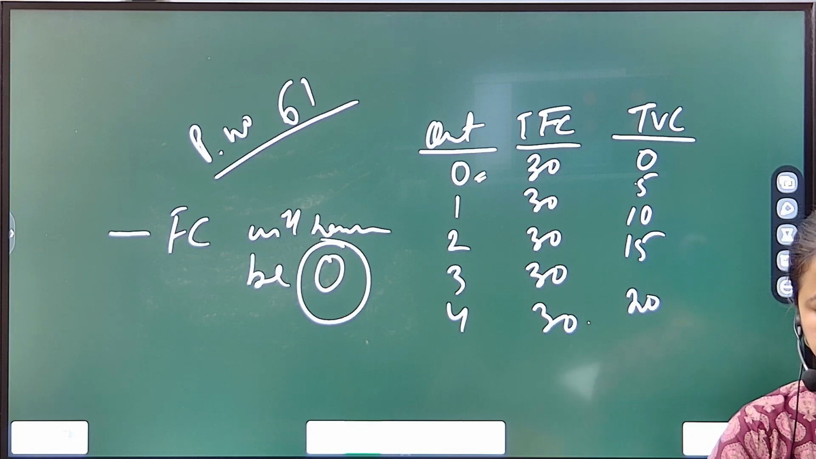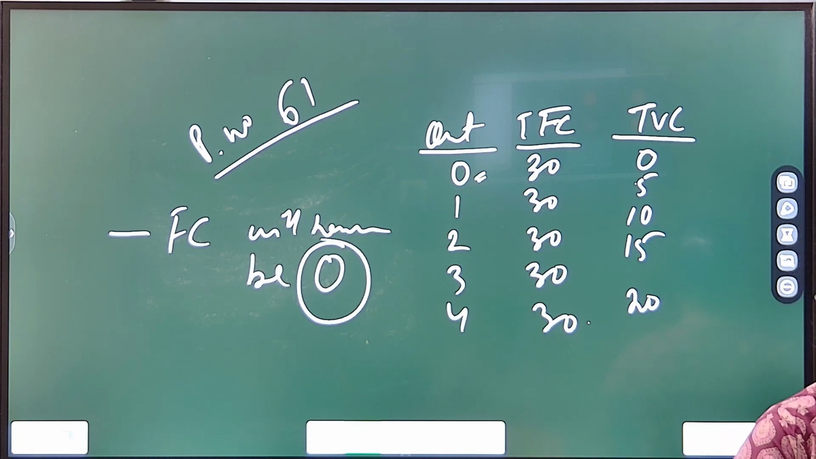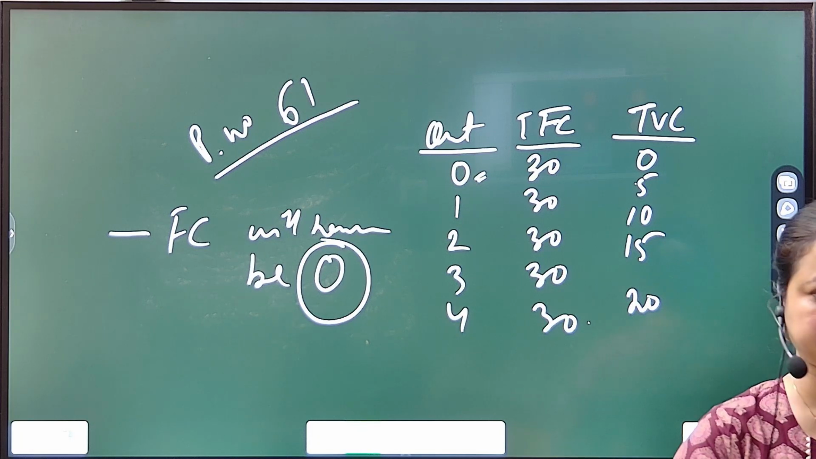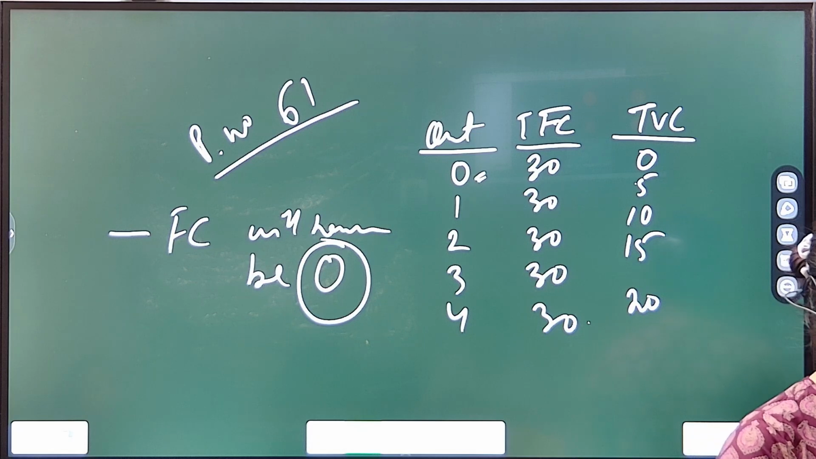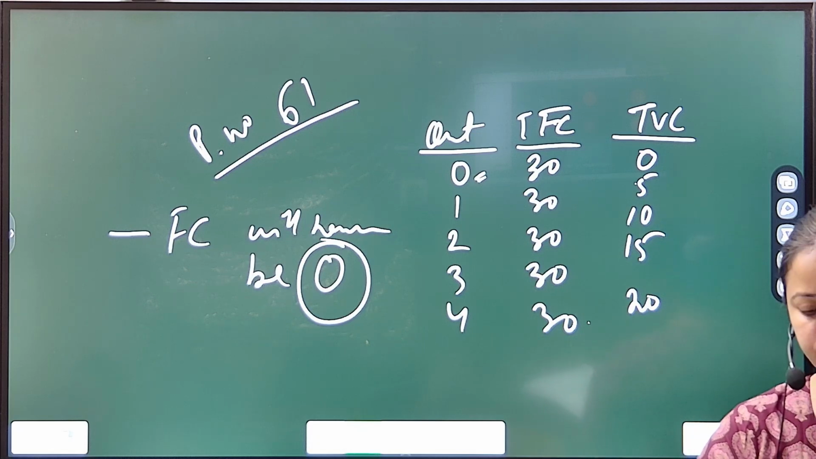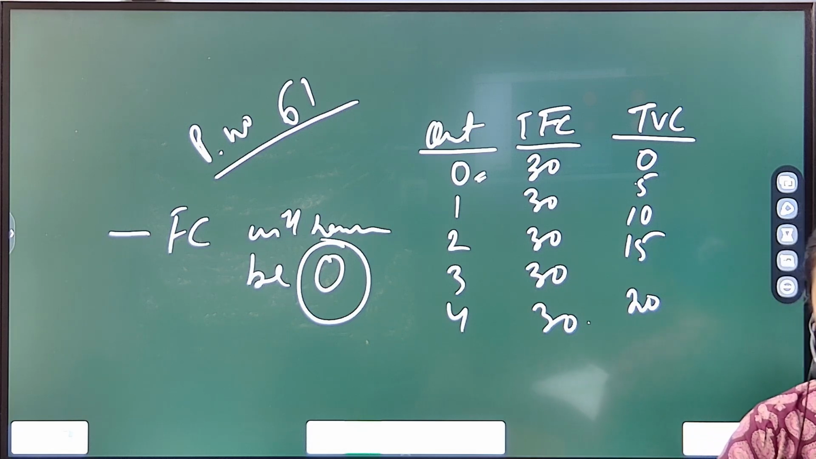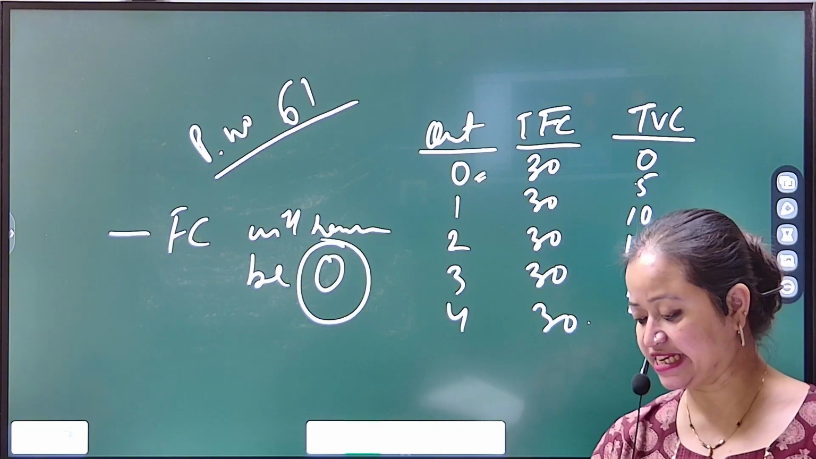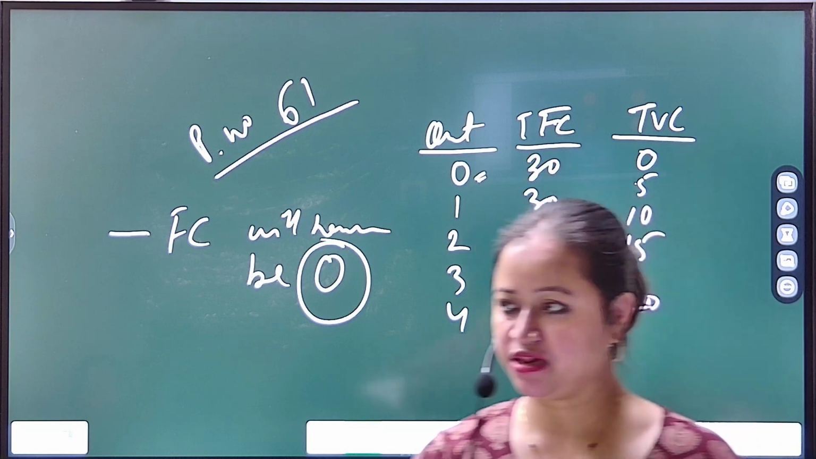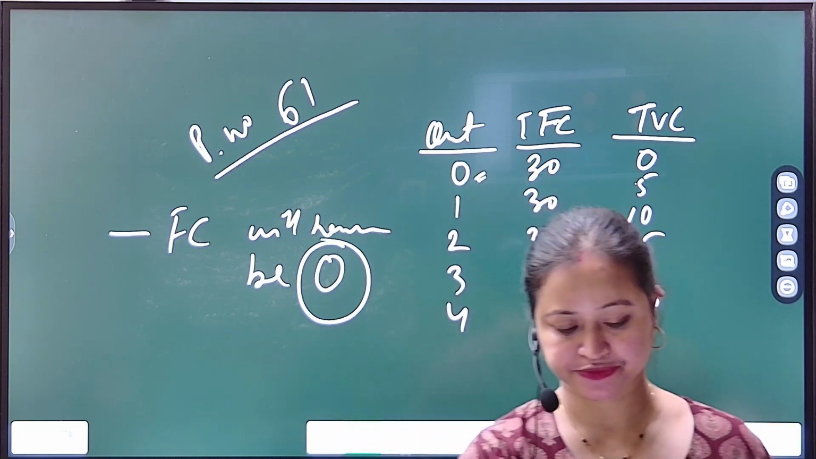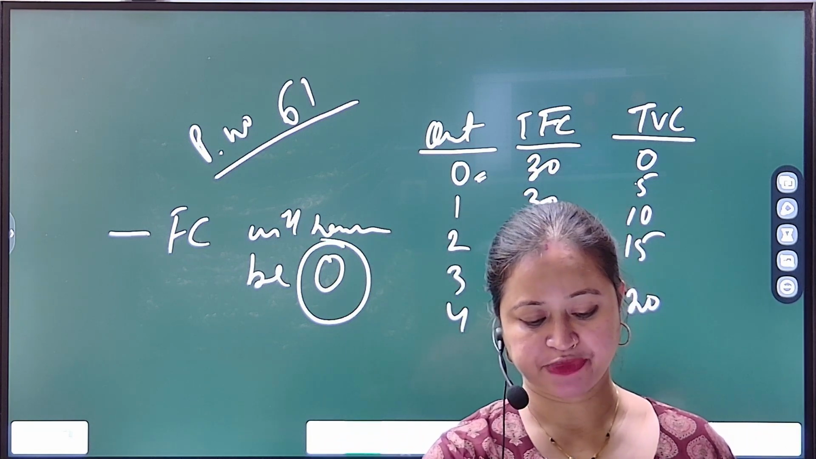Now, point number 3 continues. They remain the same even when production is stopped. Even if there is no production, there will be a fixed cost. Fine? Then point number 4, production may not recover the fixed cost, but production should at least recover the variable cost. Fine.